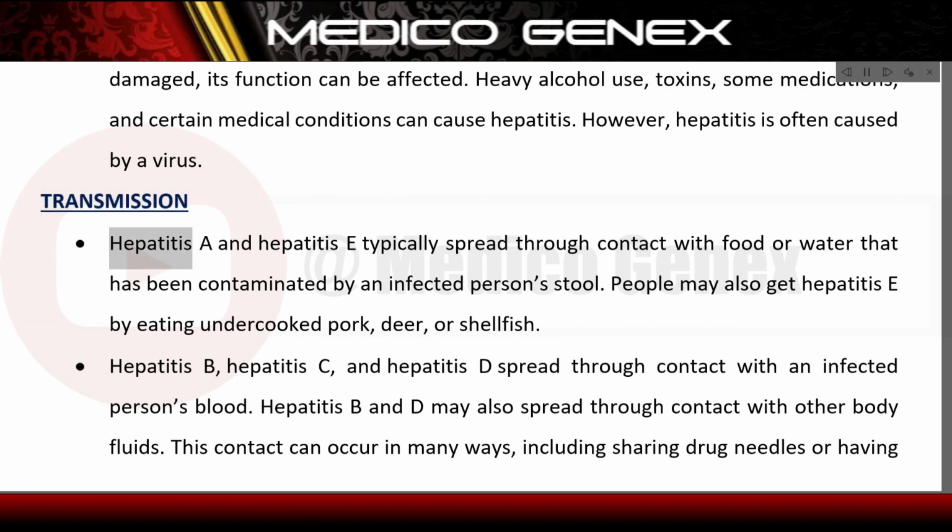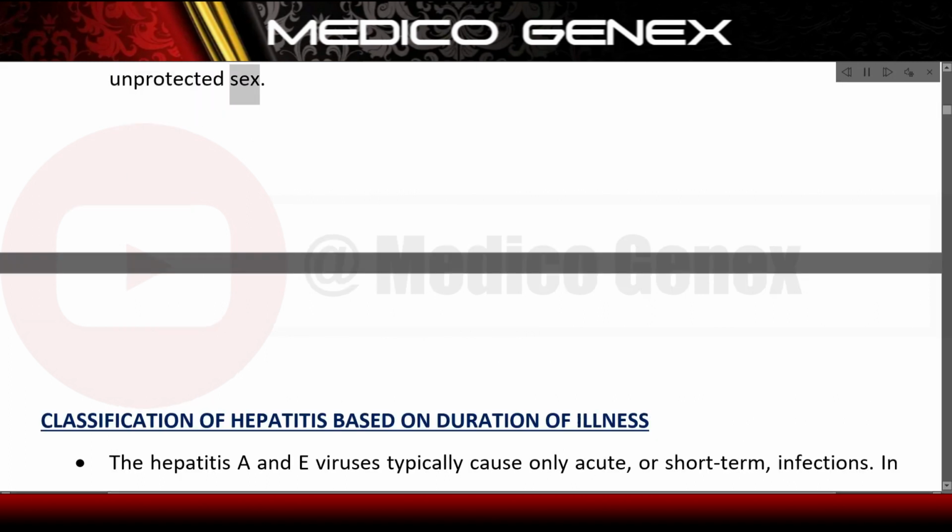Transmission. Hepatitis A and hepatitis E typically spread through contact with food or water that has been contaminated by an infected person's stool. People may also get hepatitis E by eating undercooked pork, deer, or shellfish. Hepatitis B, hepatitis C, and hepatitis D spread through contact with an infected person's blood. Hepatitis B and D may also spread through contact with other body fluids. This contact can occur in many ways, including sharing drug needles or having unprotected sex.